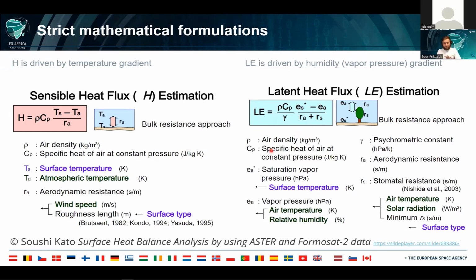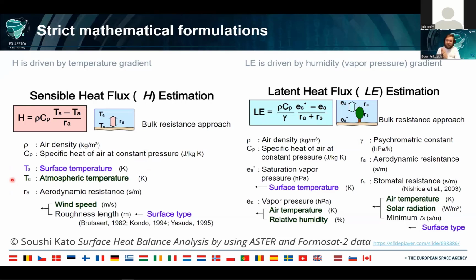What I would like to say here is that if we look at it with the concept of the equation in the middle of that, we will see that we have some parameters that are easily computable. Air density, almost constant. Specific heat of air, almost constant. Aerodynamic resistance, okay. Psychrometric constant, also almost constant.